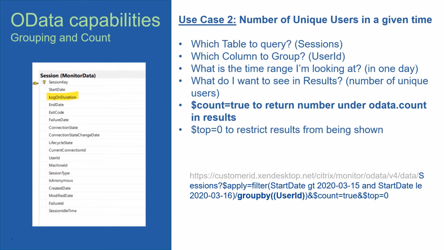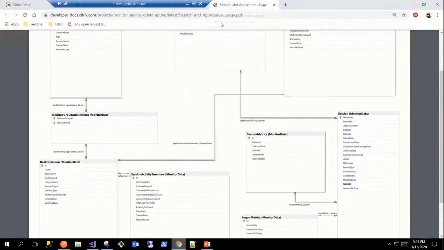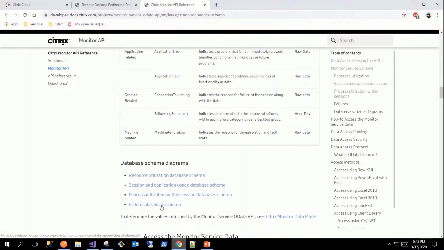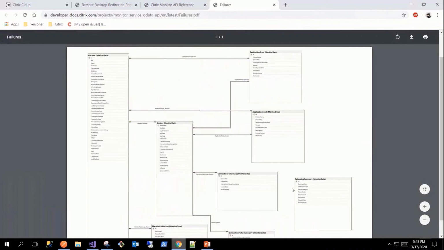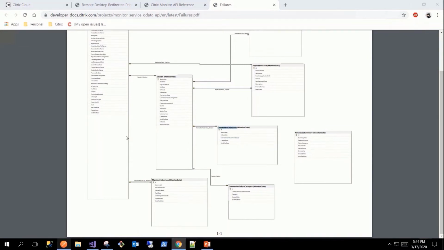So let's move on to use case 3. In your entire site, you want to know the top failed users, say users who have faced the most failures in their connection attempts. In that case, let me go back. Session won't have any details, so I'll just close this. I'll see if there is anything related to failures. I see one here, and these are related to application fault error, and I see connection failure log, which is what I need, and it even has one enum value. Yeah, cool. I'll just take this and see what it has.